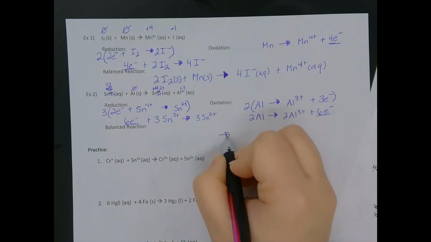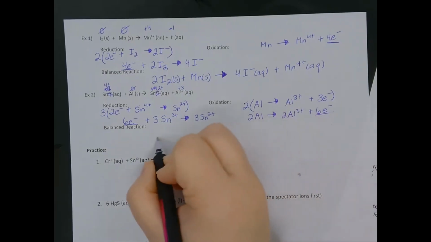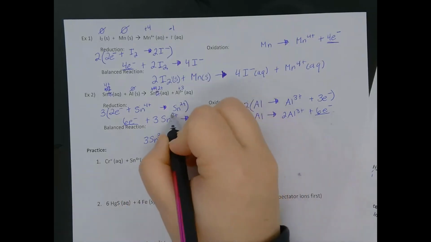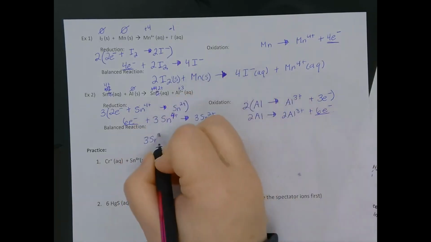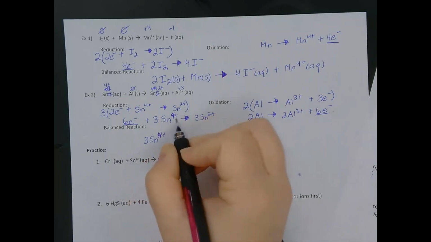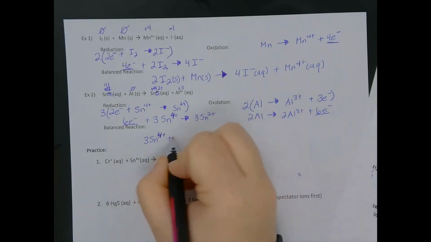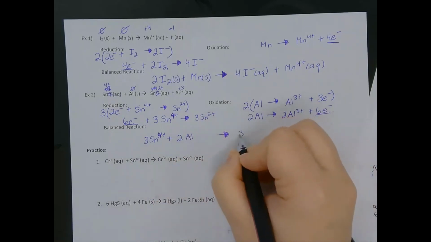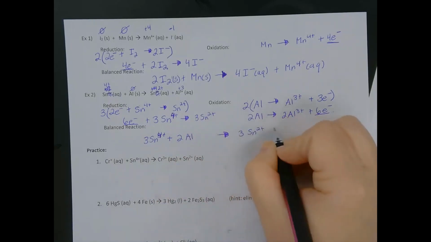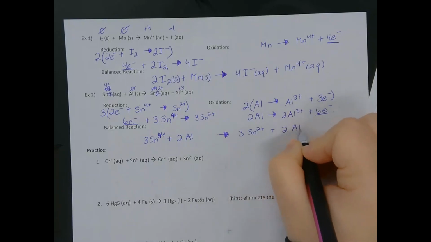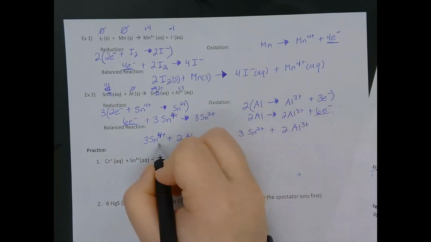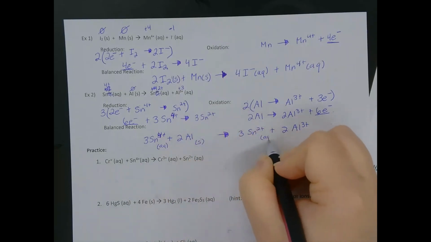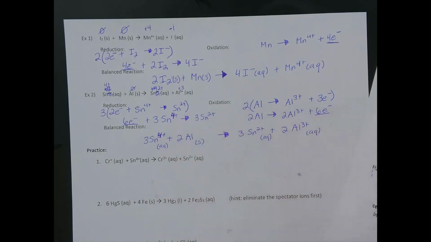So we can put our 2 reactions together for a balanced equation. 3Sn4+, oh my gosh, I wrote 3+ instead of 4+. Plus 2 aluminum forms 3Sn2+ plus 2 aluminum ion. You can always go back and put your states of matter: aqueous, solid, aqueous, and aqueous.